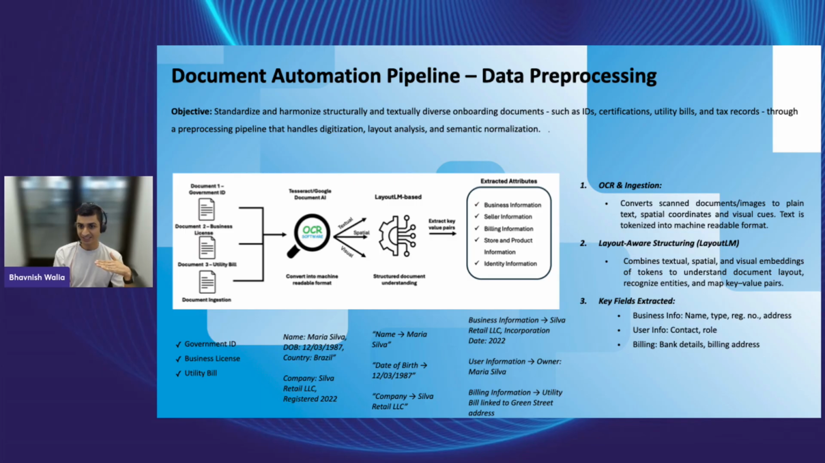What it does is it looks at textual, spatial, and visual embeddings of these tokens to really understand the document layout. And it recognizes entities and maps these key value pairs. Once all of that is done, what has been extracted is business information, seller information, billing information, and it could be a different use case for everyone. Like for a checking account, savings account, it could be the name of the customer, their address. In this particular case, it is somebody who's trying to sell on an e-commerce platform.